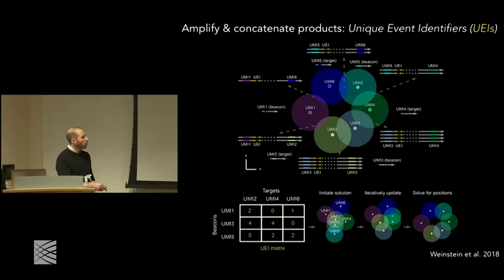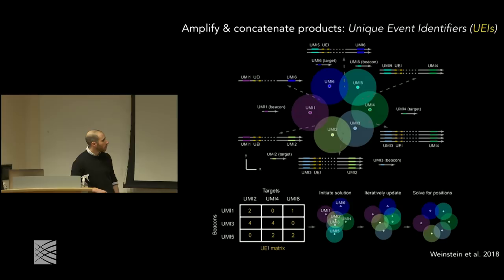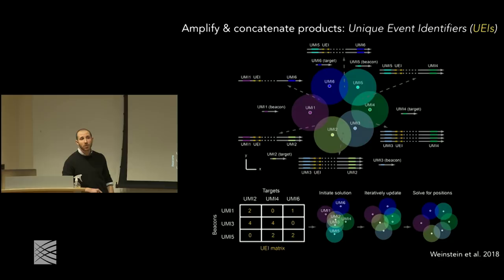Just reiterating, the main point is to go from this matrix, as part of an inverse problem, to back out the original positions of the molecules. And the most important point here is that we'll be getting all the genetic information, all the stuff that we amplified, for free. The genetic information isn't even relevant to the underlying estimation. It's just coming along for the ride. There's also nothing specific about beacons and targets in terms of where UEIs are forming.